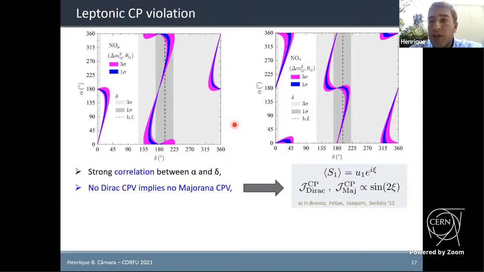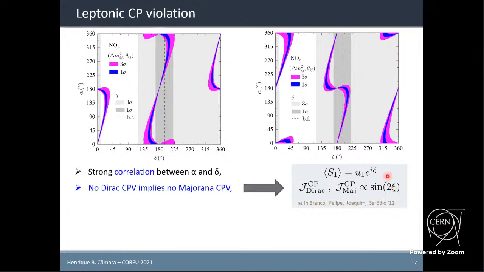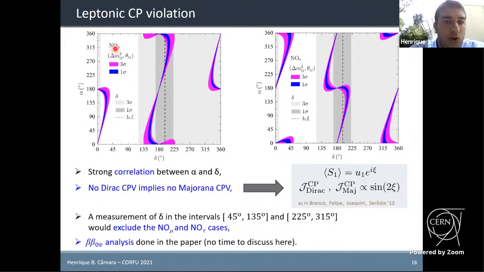And this can also be checked analytically by calculating the Jarlskog invariants for Dirac or Majorana type CP, which are both proportional to the phase Xi coming from the VEV. These two cases that I show here, which are normal ordering mu on the left and normal ordering tau on the right, are the most interesting ones because there are intervals in which a future measurement of delta would exclude both of these cases, making our model falsifiable. I mentioned just very briefly that in the paper, we also analyzed neutrinoless double beta decay.